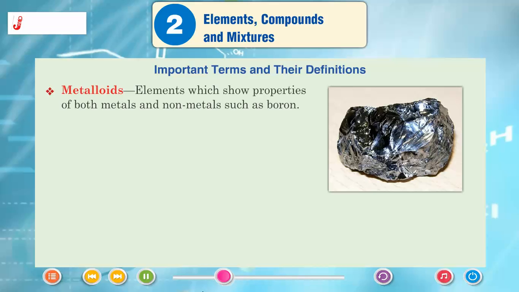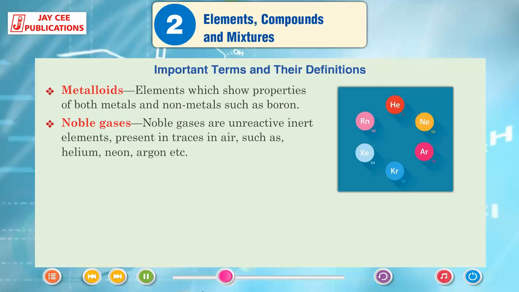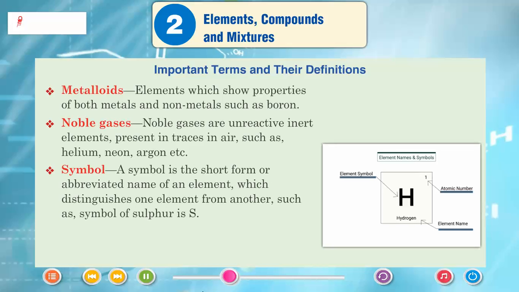Metalloids. Elements which show properties of both metals and non-metals, such as boron. Noble gases. Noble gases are unreactive, inert elements present in traces in air, such as helium, neon, argon, etc. Symbol. A symbol is the short form or abbreviated name of an element which distinguishes one element from another, such as the symbol of sulfur is S.